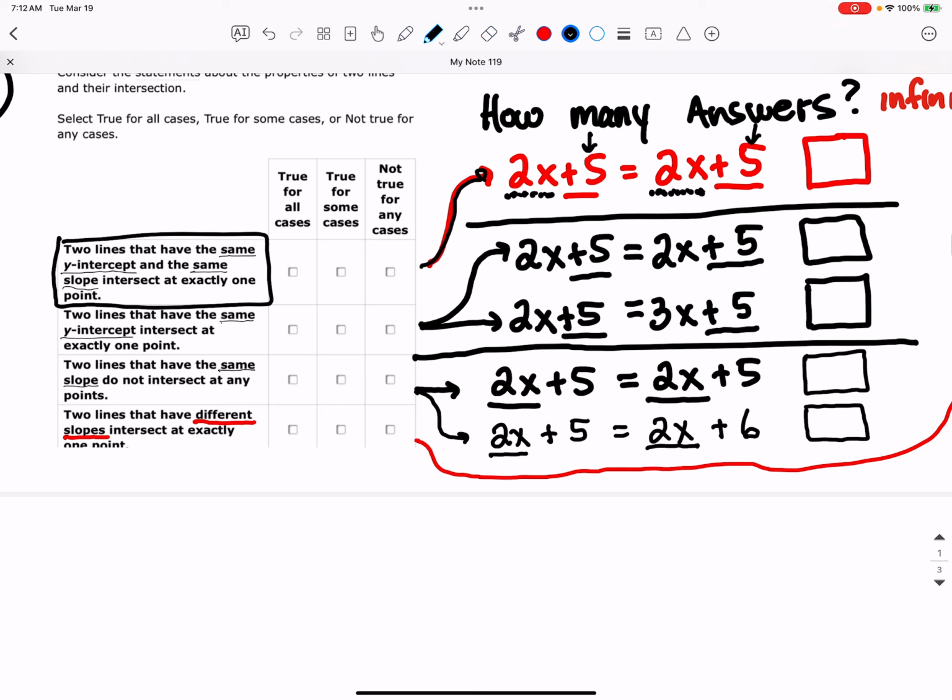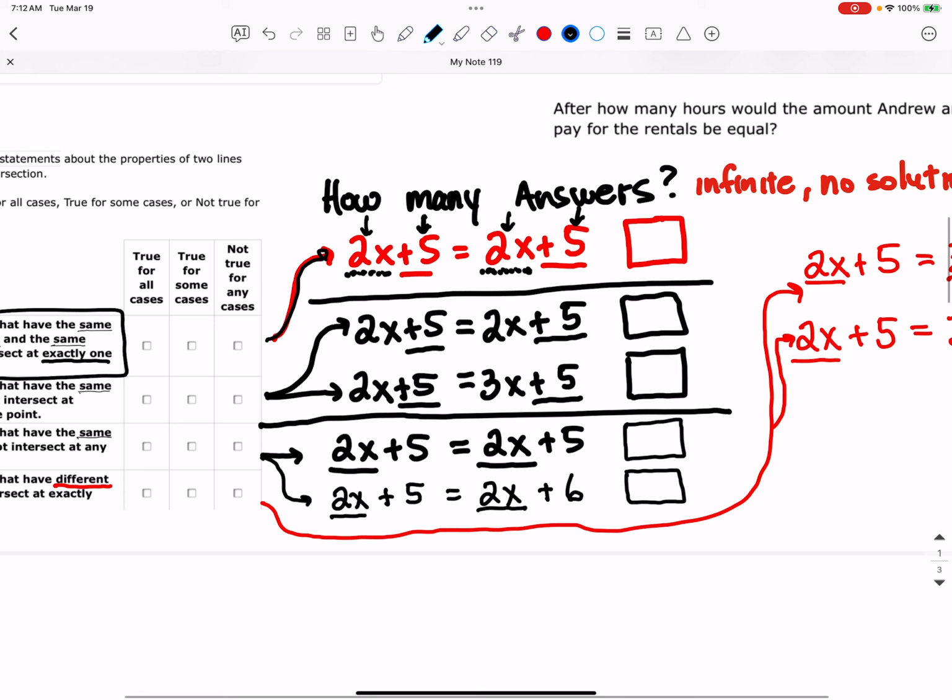Let's see, how many times do they intersect? This says there's going to be 1 intersection. Intersections are answers. How many solutions does it have? This says if you have the same y-intercept and the same slope, you're only going to have 1 answer. They're going to intersect at 1 point. That means there's 1 answer.